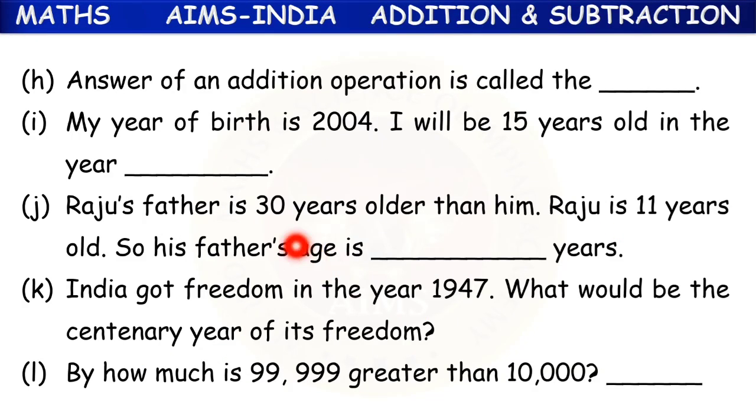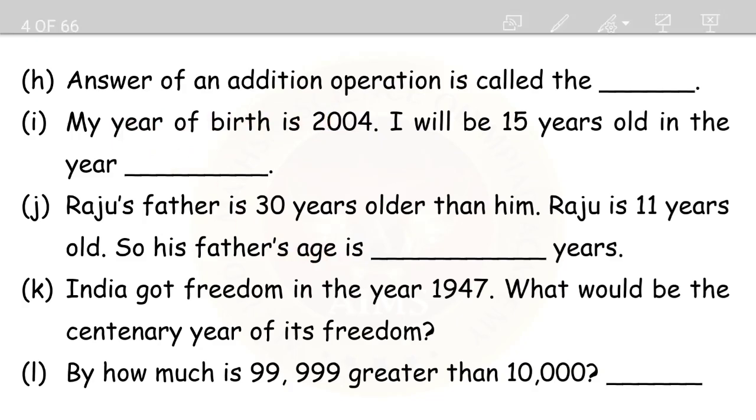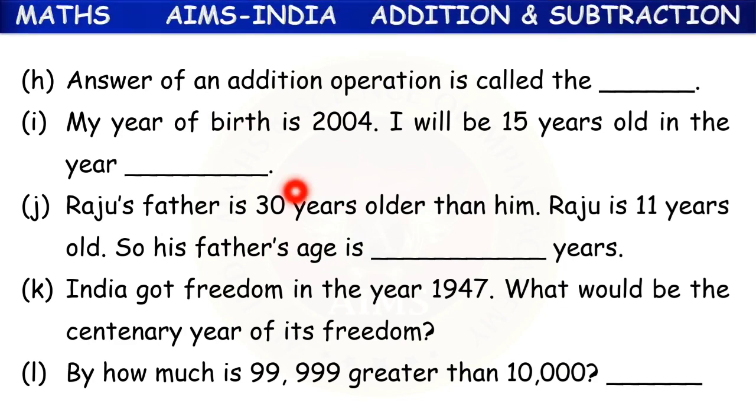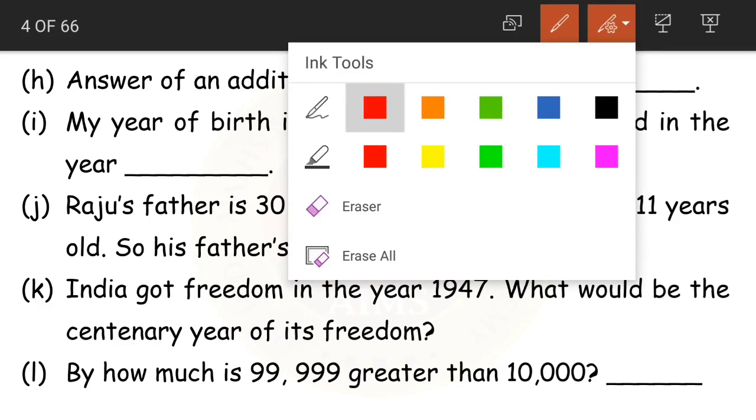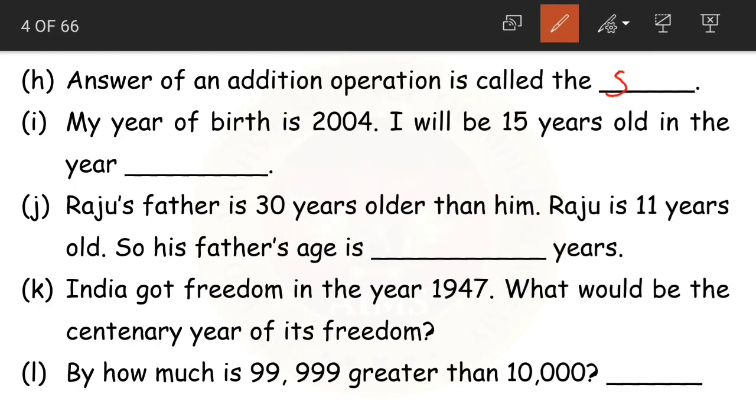Now moving on. The answer of an addition operation is called the dash. Just now we have discussed that the answer of addition is called the sum. Yes. So sum is our answer. Now my year of birth is 2004. I will be 15 years old in the year dash. What is he saying? My year of birth is 2004. I will be 15 years old in the year dash.